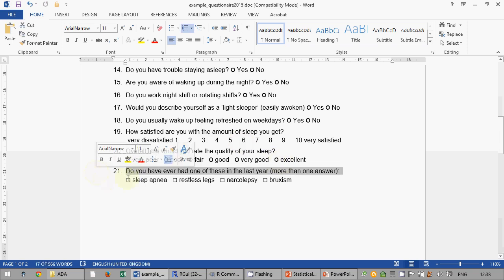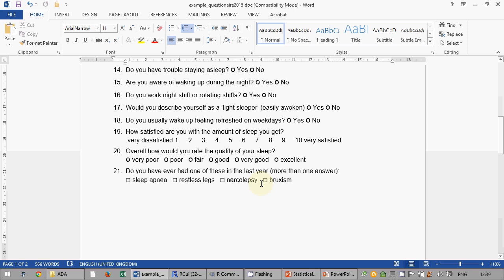And now let's go to the last question. Have you ever had one of these in the last year? Sleep apnea, restless legs, narcolepsy, bruxism. Bruxism is grinding your teeth while sleeping. Okay, and here you can see there are squares. It means that you can answer more than one.